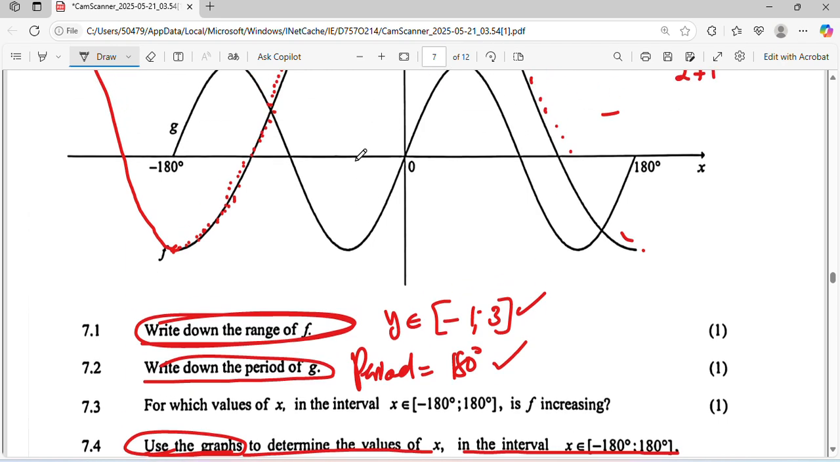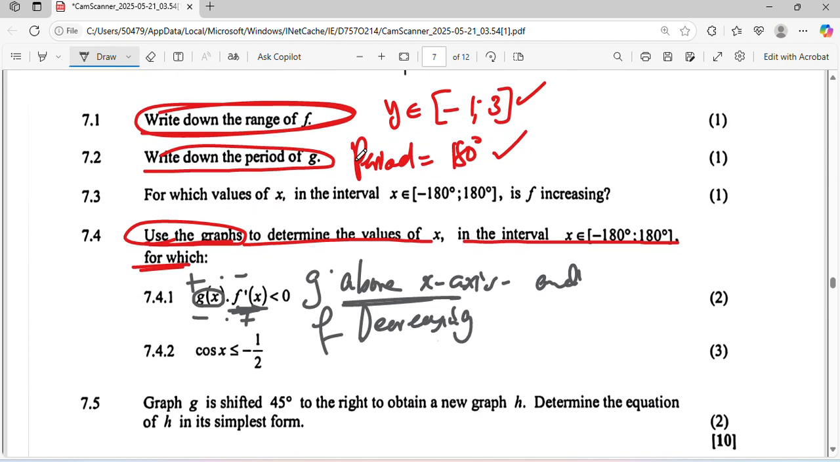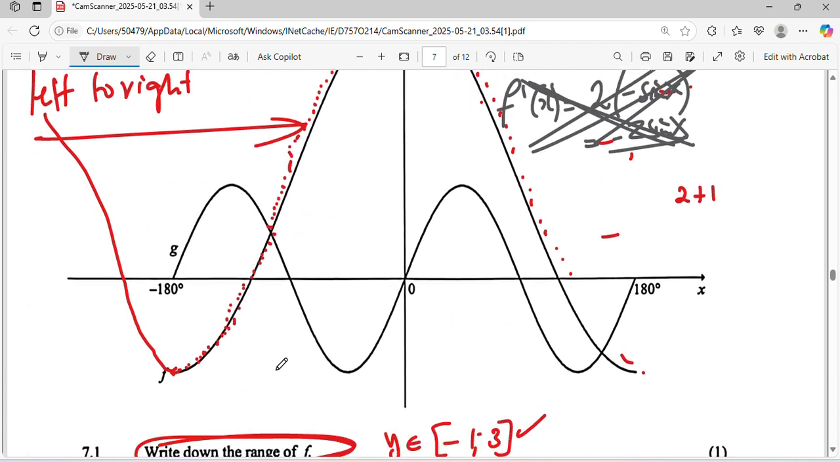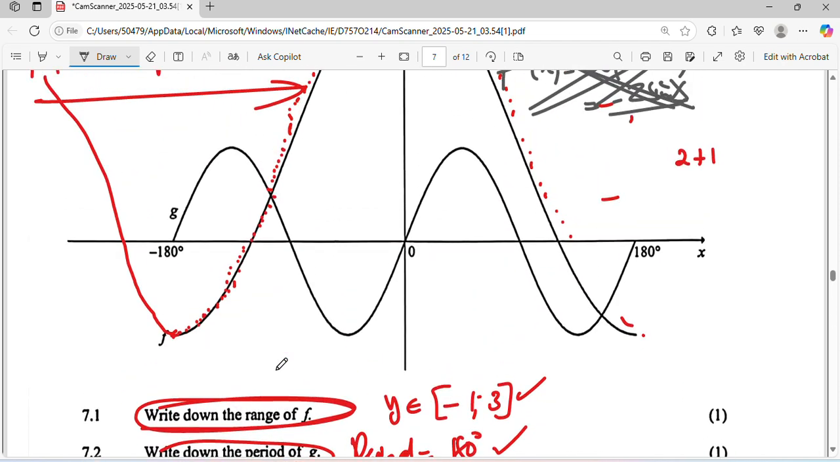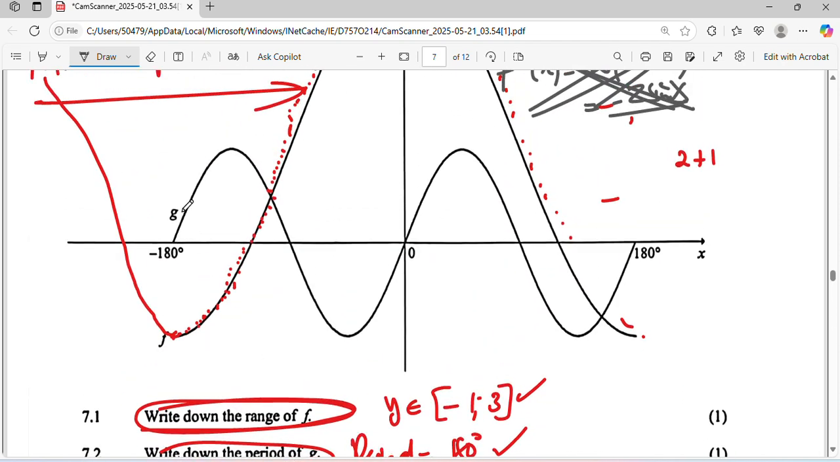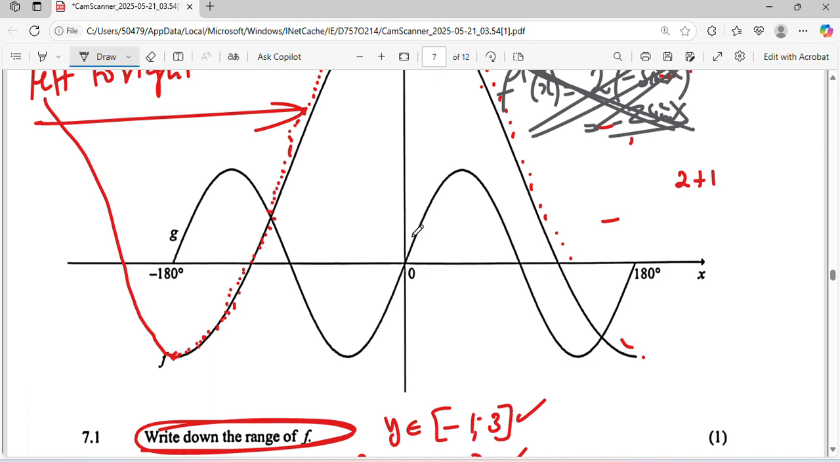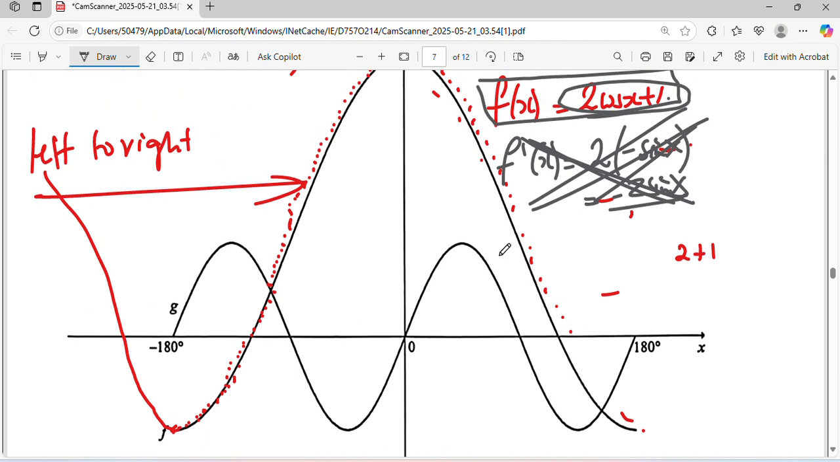Let's check. Where g is above the x-axis, and we want where f is decreasing. So g is above here, it's above until here. But when you look at that interval, this one is increasing, so we cannot fit there. And another place where this is positive, it's above, and then here it stops. So that's when we have an issue.